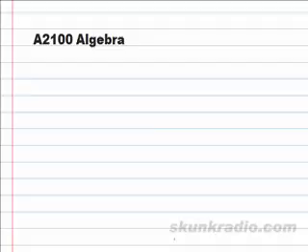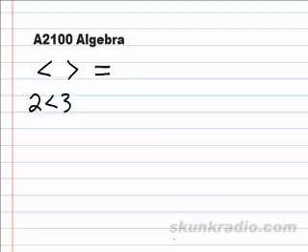Let's look at inequalities in algebra. The inequality symbols look like the less than symbol, the greater than symbol, and then of course this is not an inequality, but they're used pretty much in the same way in equations that the equal sign is used. So we can write 2 is less than 3 and 5 is greater than 4.